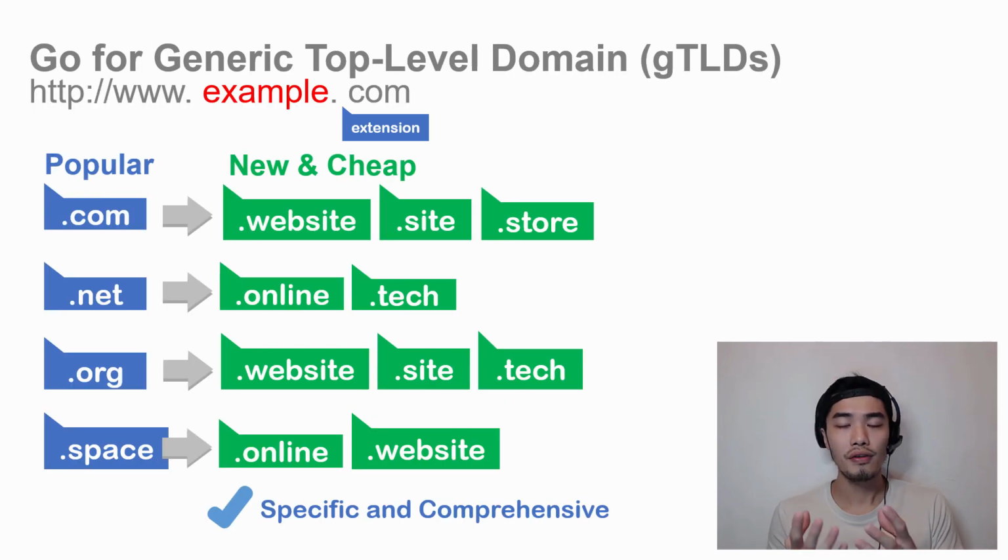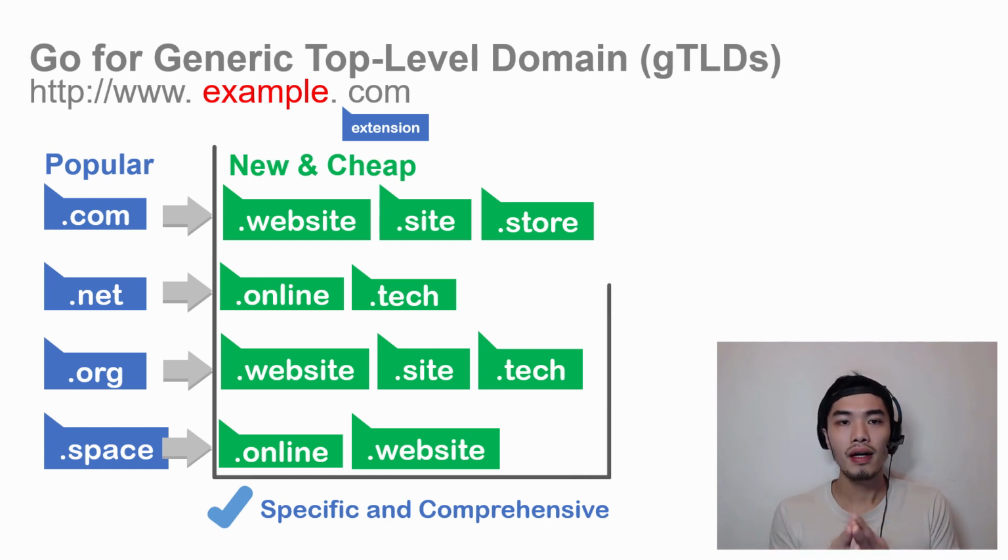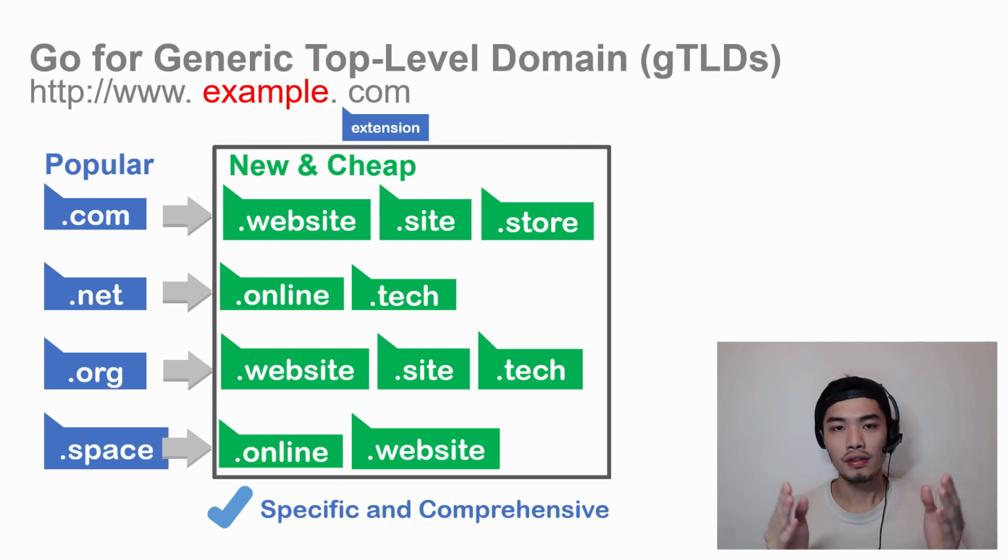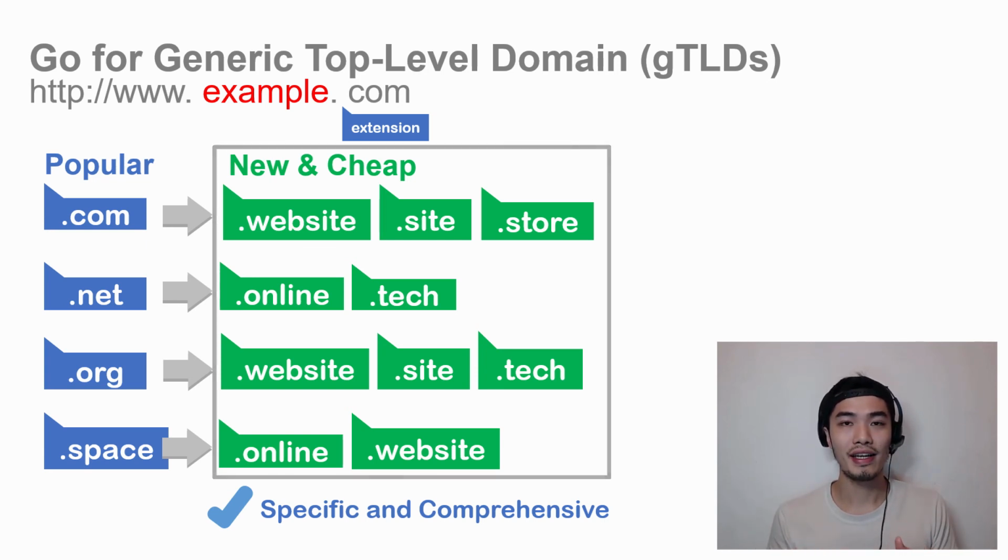So right now, I think you have a pretty good idea on how to choose a domain name. For the domain name, please put your personal name, company name, or your profession and some keywords. And for the extensions, my advice is to go for a new generic top-level domain, which is .website, .site, .tag, .online, .store, .shop, because they are very cheap, and I'm going to show you in the next tutorial.